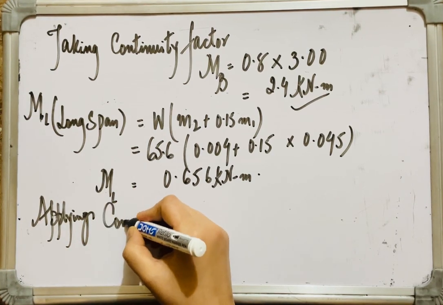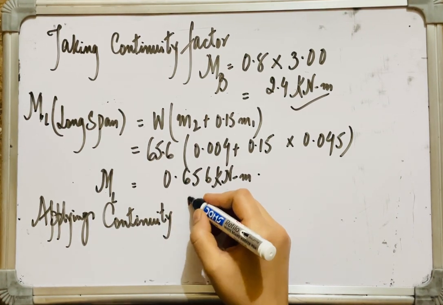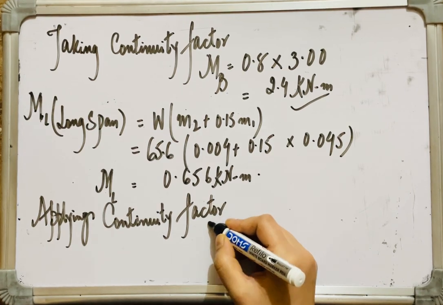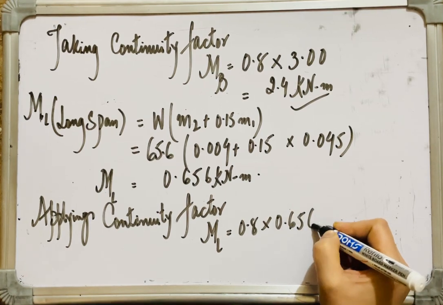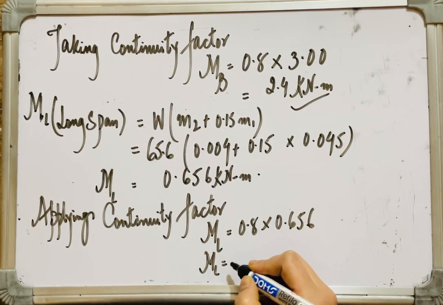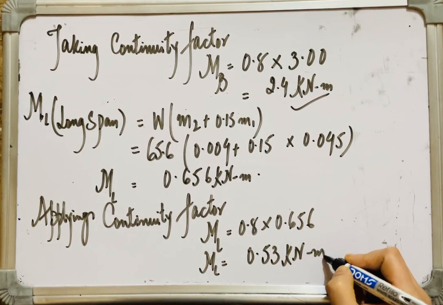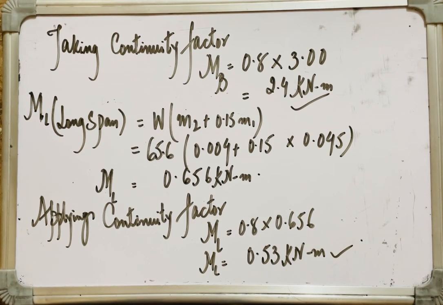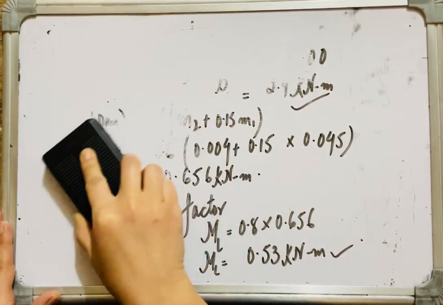Then after, I have to apply continuity factor. Applying continuity factor, my bending moment along the longest span is 0.8 into 0.656. So by calculations, my ML is equal to 0.53 kilonewton meter. All right, so I calculated both bending moments due to live load along both the spans and bending moments due to dead load along both the spans. Now let's add them to take our design moments into consideration.